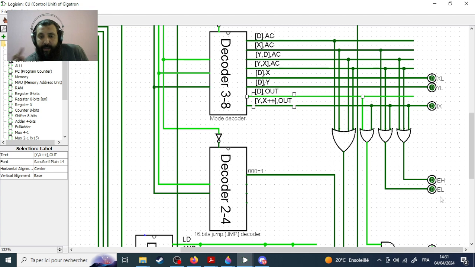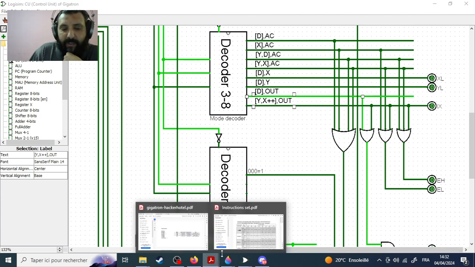Let's study now the next one, the X. Can you give me the code for the X of EH and EL? What value should EH and EL output to obtain the X address? Give me the value. We studied that last time, the previous session. If you want to output the X, which value should be output by EL and EH? Can you give me the output?